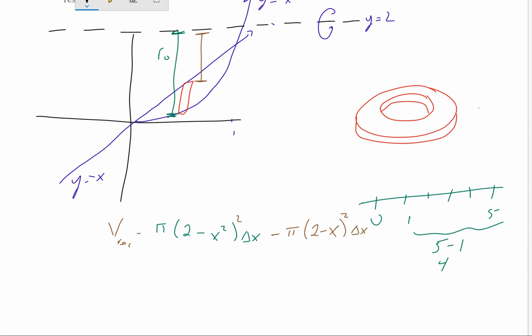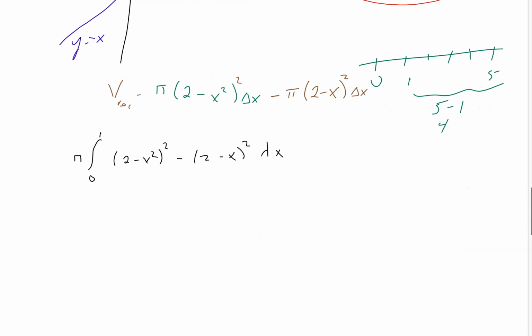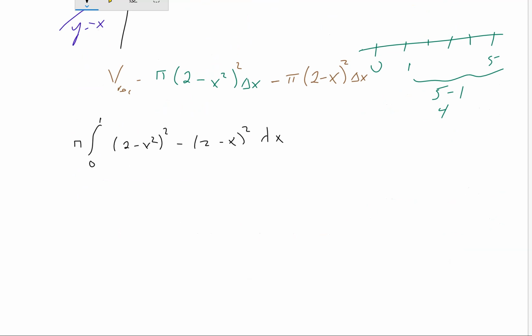Which means then that gives us our integral. We're still going to go from 0 to 1, okay, because that's where the region is bounded for the x-coordinates. I'm going to stick that pi out in the front. The integral of (2 minus x squared) squared minus (2 minus x) squared dx. Now when you come across something like this, I strongly suggest just going ahead and multiplying this stuff out, simplifying it as much as you can. So that's going to be 4 minus 4x squared plus x to the fourth, minus (4 minus 4x plus x squared). And then I'll combine my like terms.